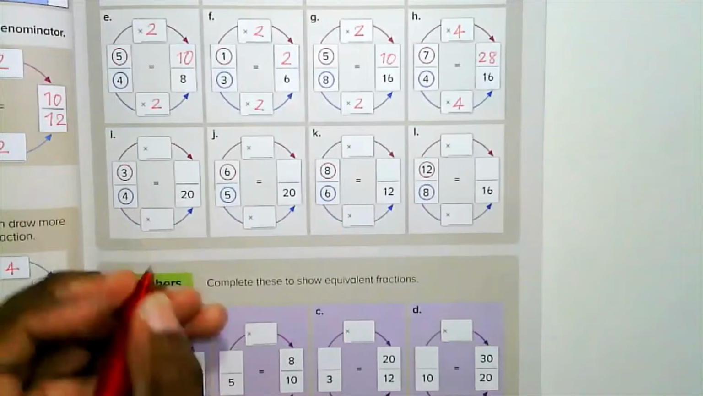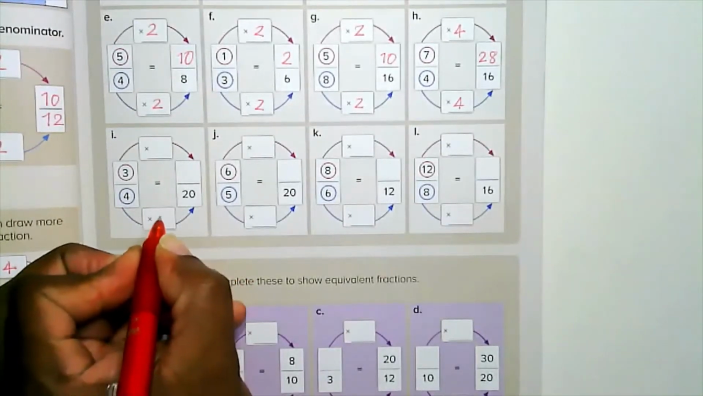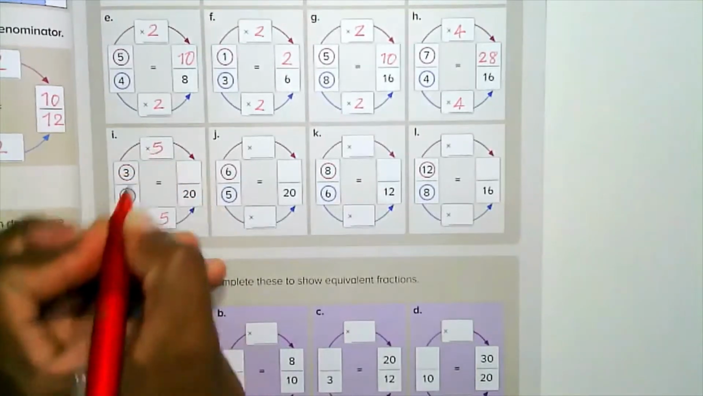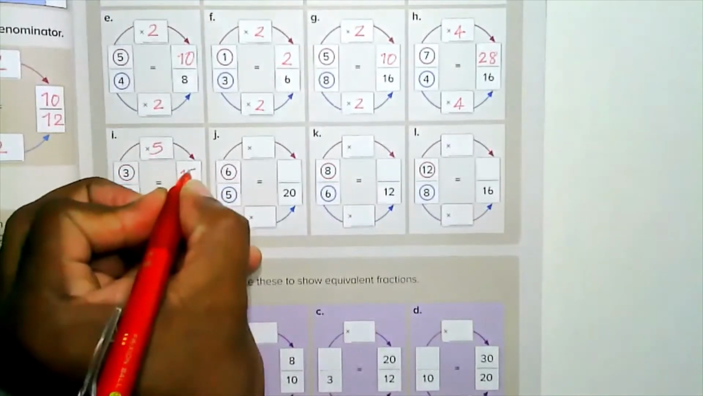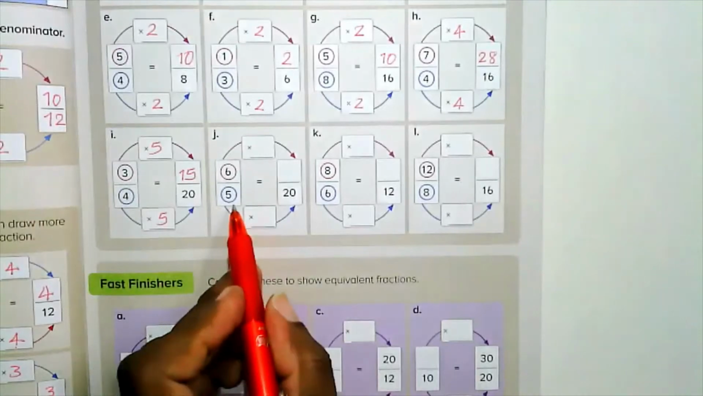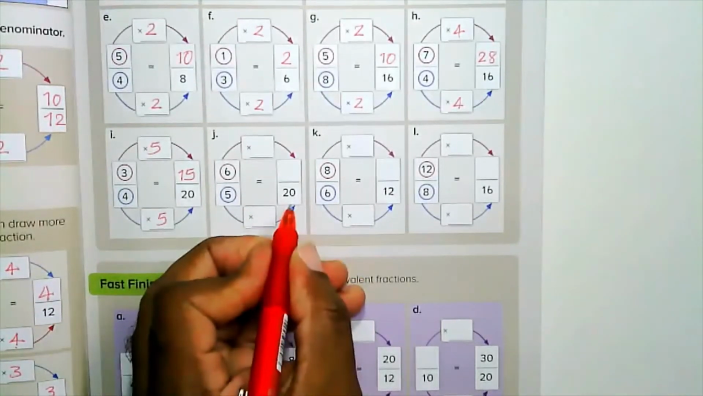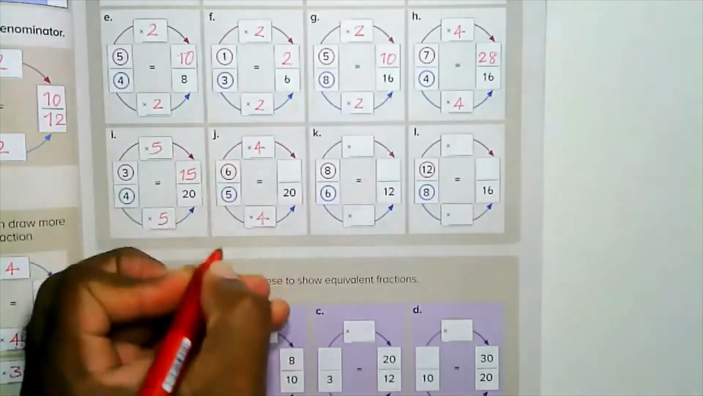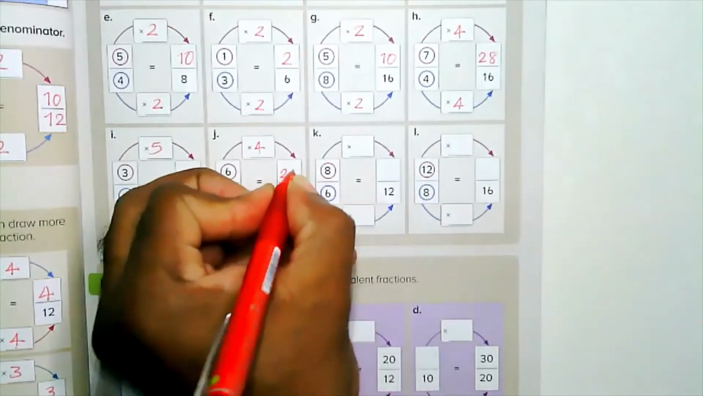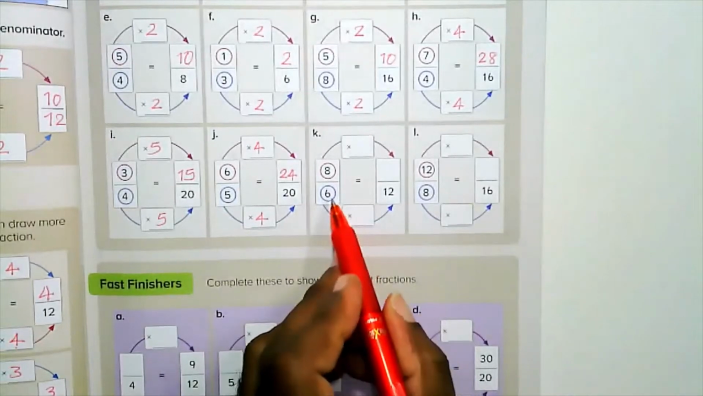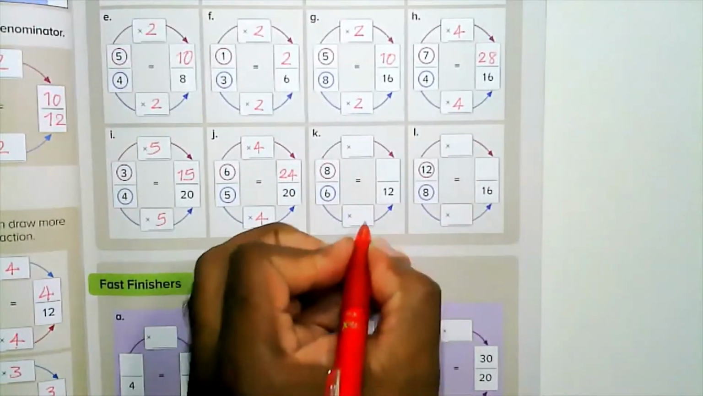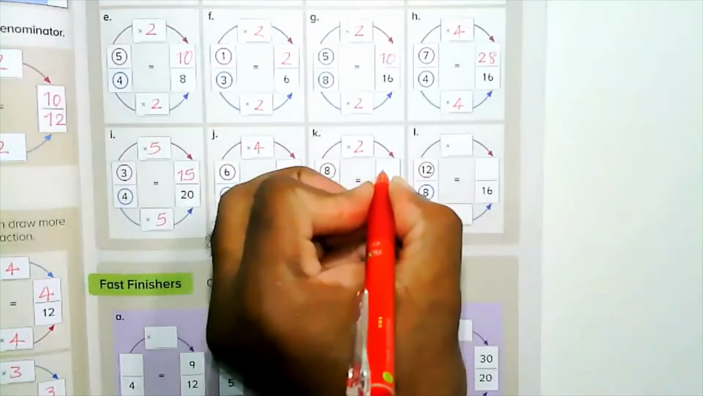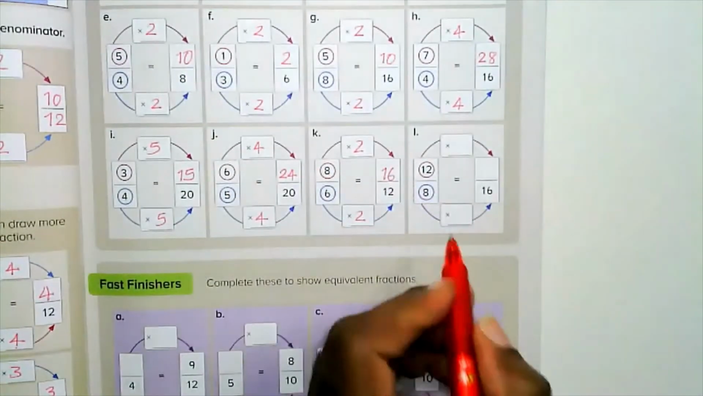Next, 4 times 5 will be 20. 3 times 5 will be 15. 5 times what will give us 20? 5 times 4, 20. So 6 times 4 will be 24. 6 times what will give us 12? 6 times 2, 12. So 8 times 2 will be 16.